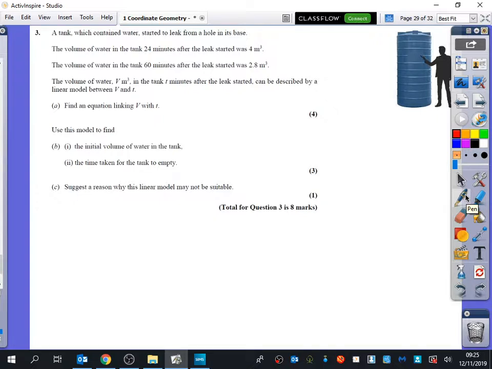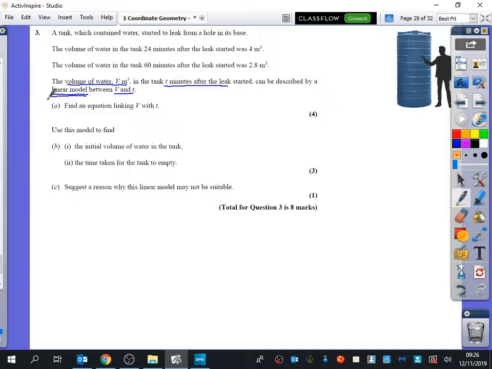So there's some really important things that are coming up in this question. Arguably, the most important thing that I think you should see in the question is that it says the volume of water V, T minutes after the leak, can be described by using a linear model between V and T. Linear model is like the code language that we as mathematicians use to say, this is a straight line graph. This is something that we can model using a relationship between V and T.